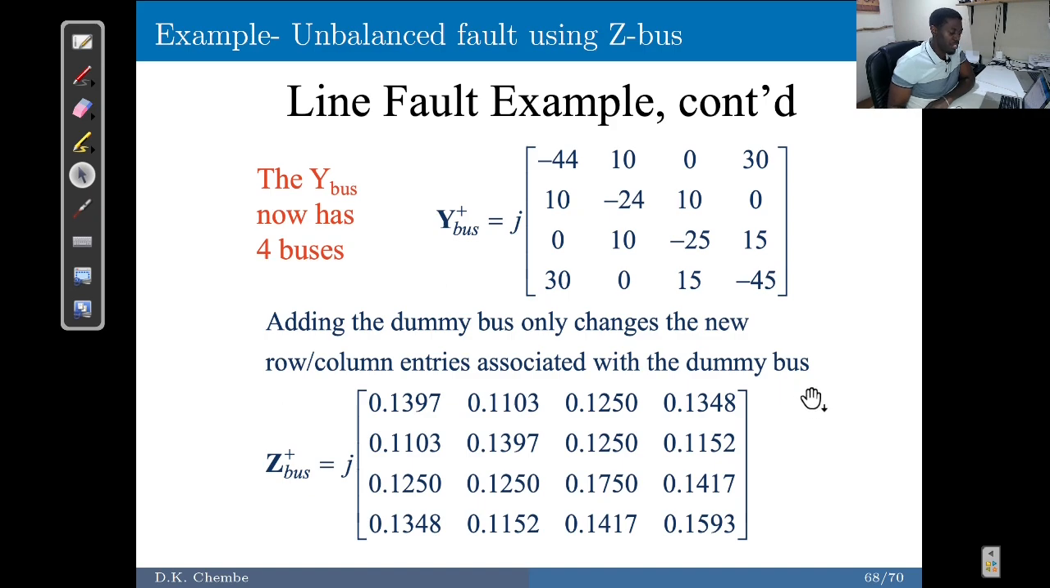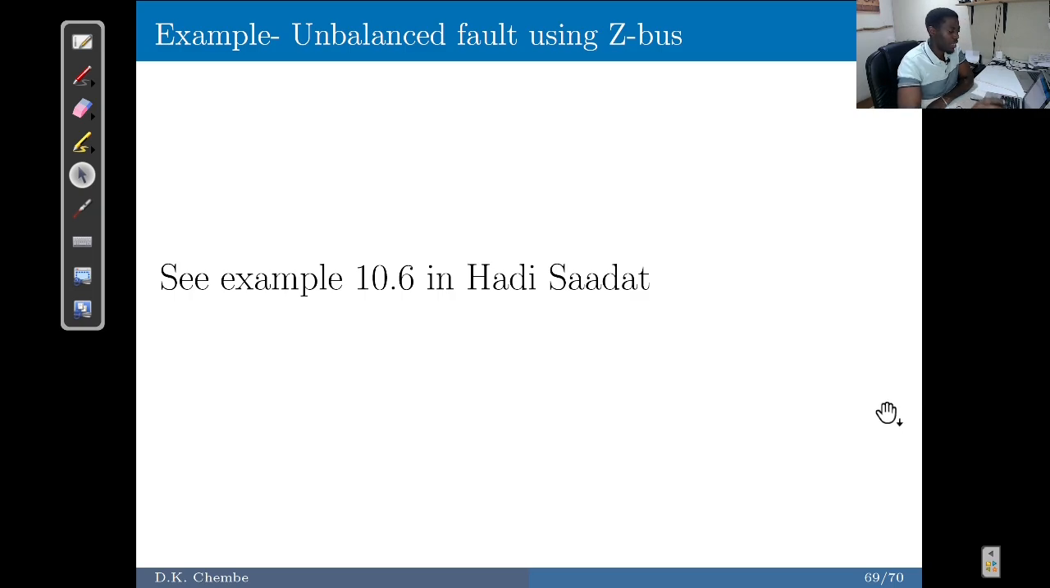There is a good example that you can look at. This example is in Hadi-Sadat, example 10.6. In Hadi-Sadat, follow it step by step. It has very clear explanations on how to solve when the system is unbalanced.